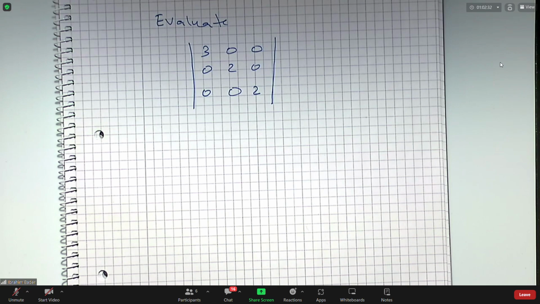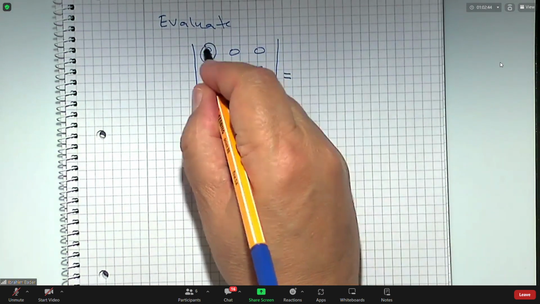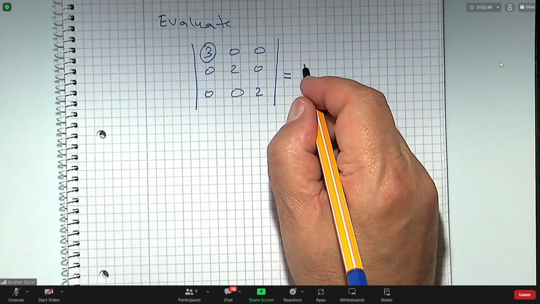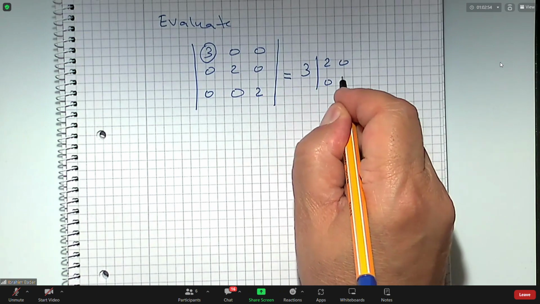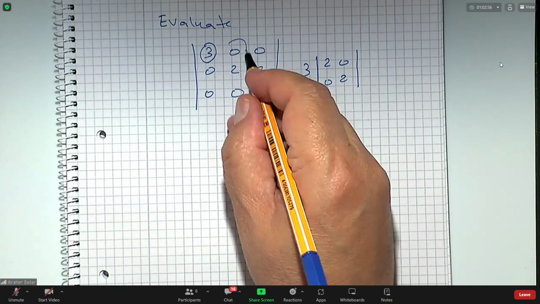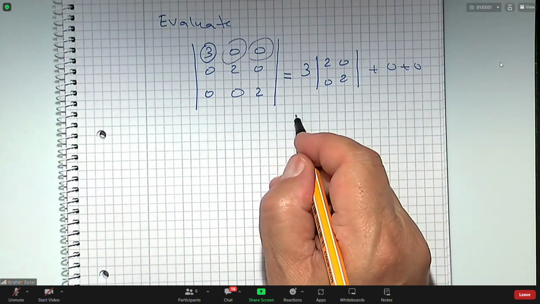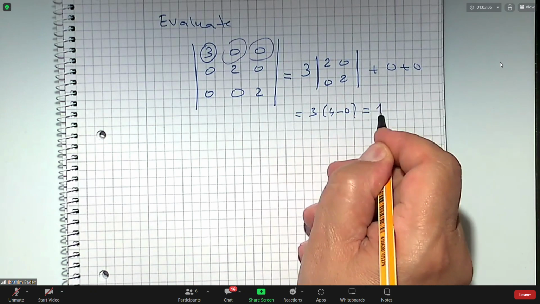Hiram, you're saying it's 12 or minus 12? 12, okay. Looks better, right? Now if we apply the method we know, it's 3 times the rest here, which is this determinant, 2, 0, 0, 2. Everything else will give me 0, so here I have plus 0, plus 0. So this is going to be 3 times 4 minus 0, which is 12.